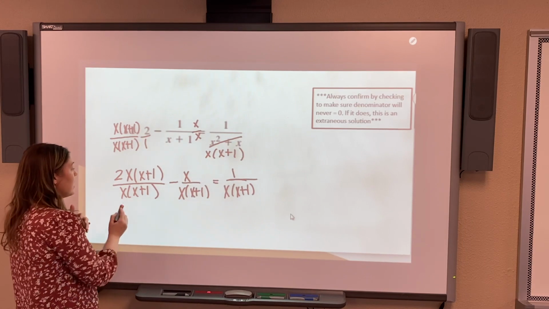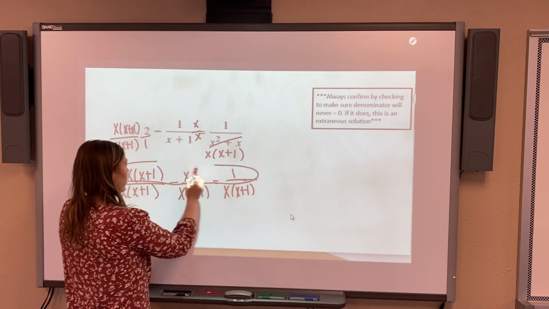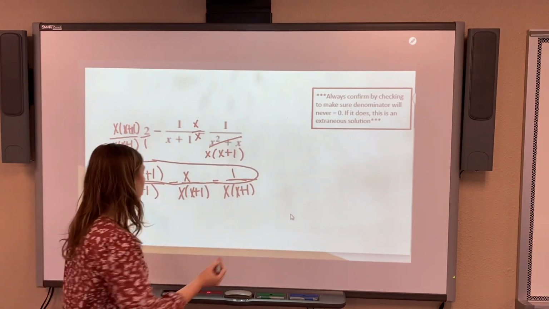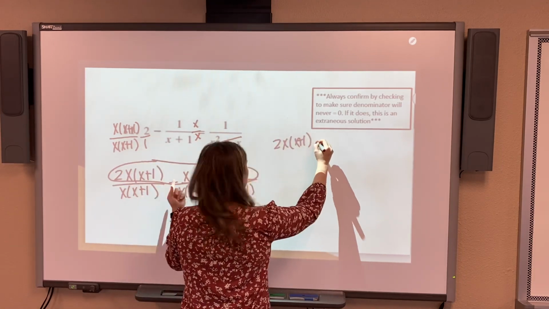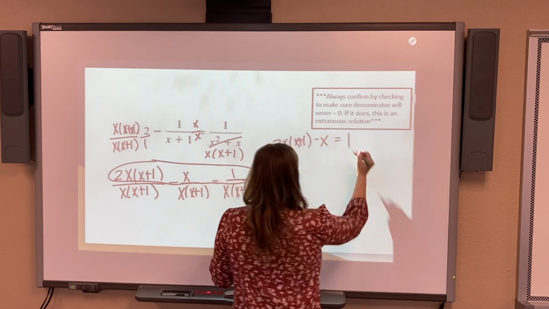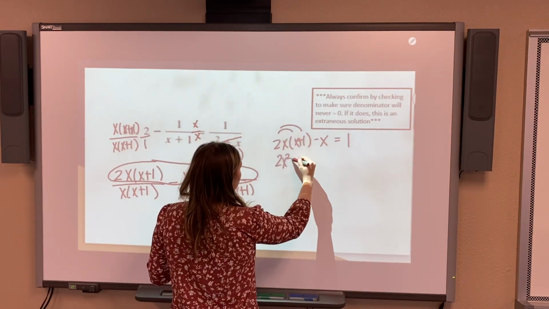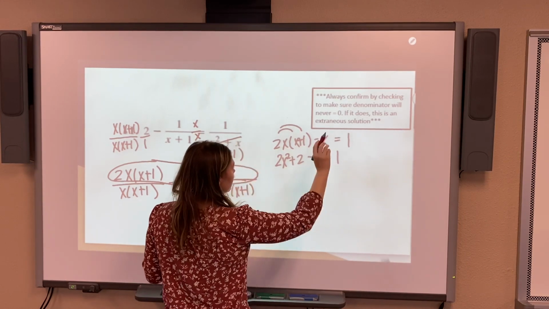Okay, so now that we have that, I'm just going to look at this top part, kind of like what we did with our very first example. So we have 2x times x plus 1, and then minus x, and that is equal to 1. So now we can solve for our x. So distribute: 2x squared plus 2x, and then minus x is equal to 1.